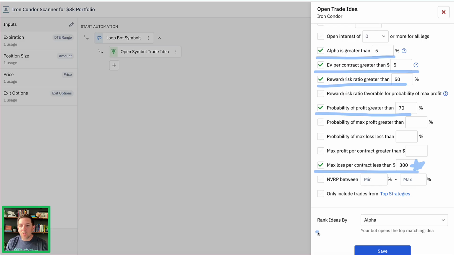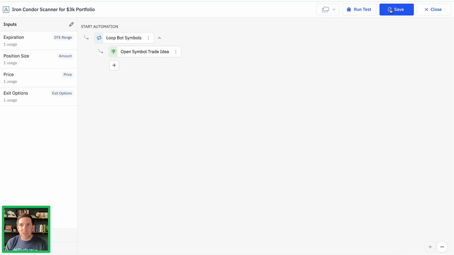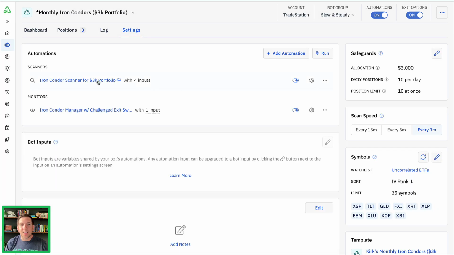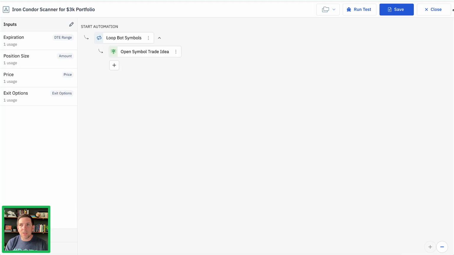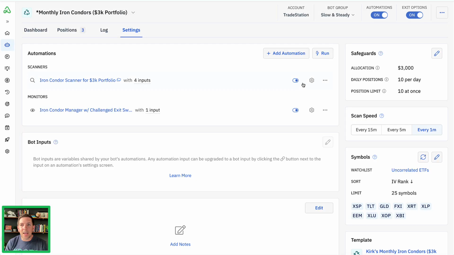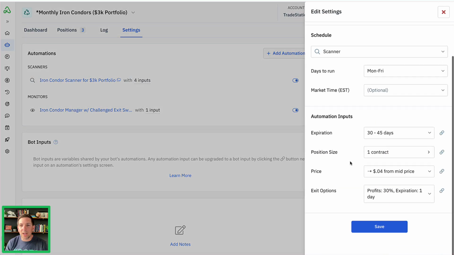And then if you've got more than one idea, you can rank them by alpha and open up the top alpha trade, which is just a way to measure the expected value per unit of risk. So that's what I'm doing here. Very simple set of automations. And then inside of those criteria, I can use exit options to determine when I want to get out of the position.